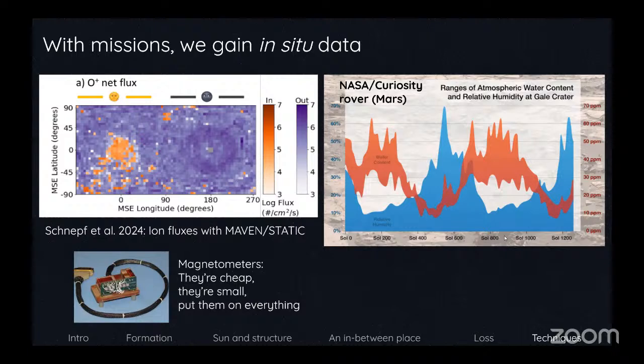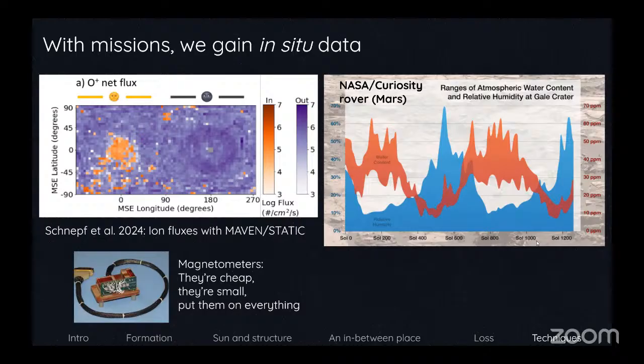Similarly, with the rovers, we can get a really nice time series of data about the atmosphere, but only in one place, of course, because the rover is fairly limited. So this is a nice plot from Curiosity showing the water content and the relative humidity in Gale Crater over 1,200 sols, which is about 2 Martian years.